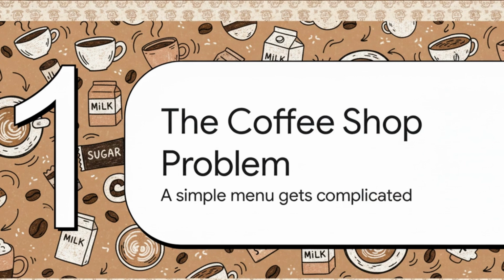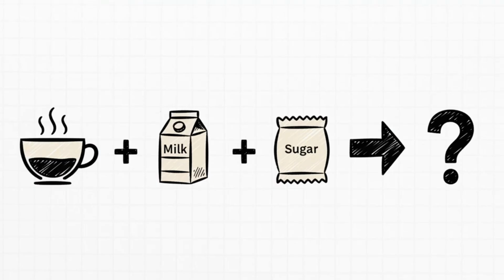Okay, let's ground all this theory in something we can all picture. Imagine you're building an ordering system for a coffee shop. Sounds easy enough, right? But as you're about to see, even a simple menu can get real complicated real fast. So the job is to model a customer's order. They pick a base drink, an espresso, a latte, whatever, and then they can start adding things to it. Milk, sugar, you name it. And of course, every single extra they add changes the final price and the description of the drink. Seems pretty straightforward, doesn't it?